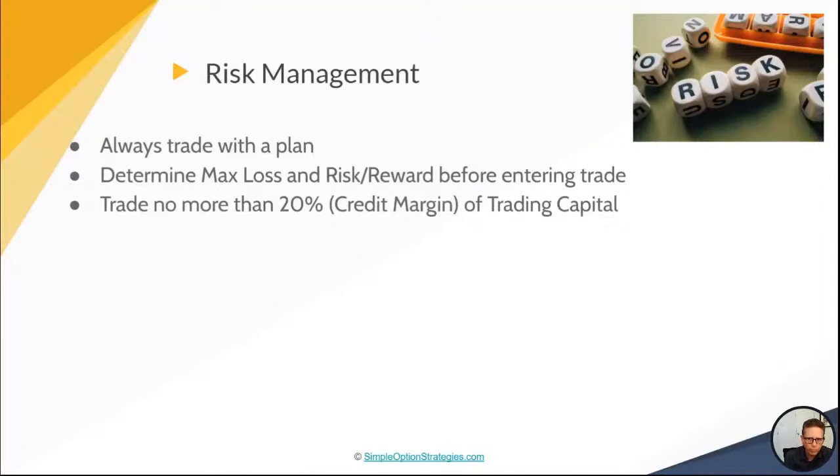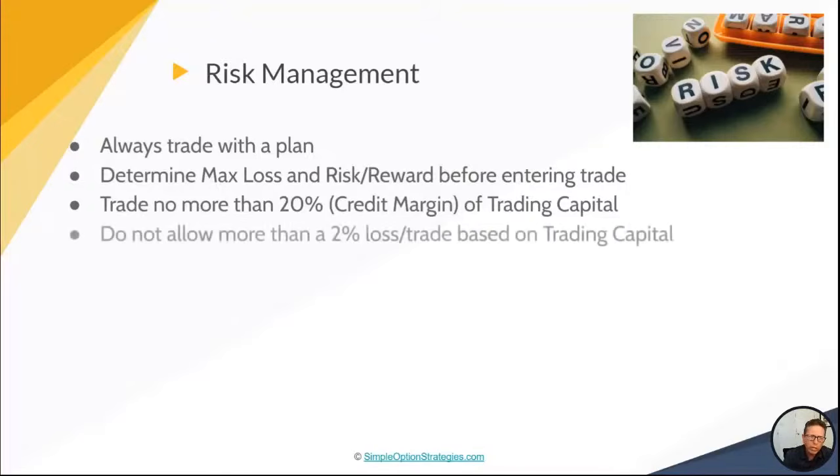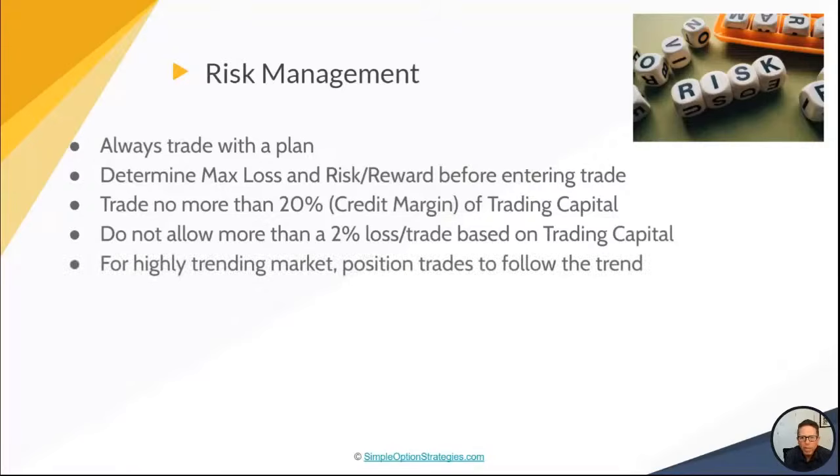Don't allow more than a 2% loss per trade based on trading capital. So if you're using $10,000, your loss should be no greater than $200. That's how you would manage this. For highly trending markets, position trades to follow the trend. There are exceptions to that guideline, but those require more understanding of the market, reversals, etc., and you need a little more experience to understand how that would be managed.